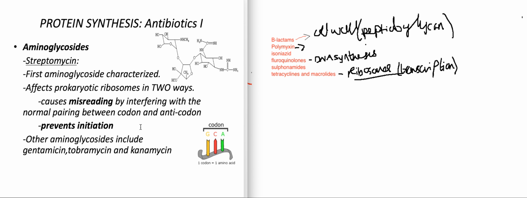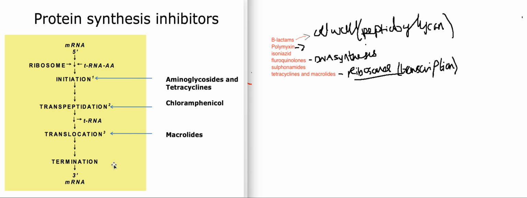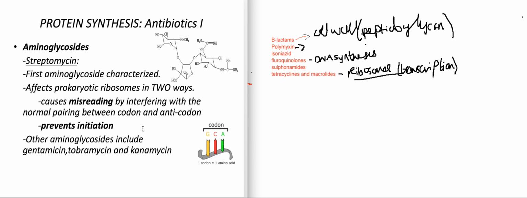Aminoglycosides are another example of antibiotics. A key example of this is streptomycin. It was the first aminoglycoside characterized, and what these do is cause misreading, and they also interrupt and prevent initiation from taking place. If you go back to the slide, you can see aminoglycosides are involved in blocking initiation of protein synthesis, as well as tetracyclines, and chloramphenicol prevents transpeptidation from taking place. An example of an aminoglycoside is streptomycin.